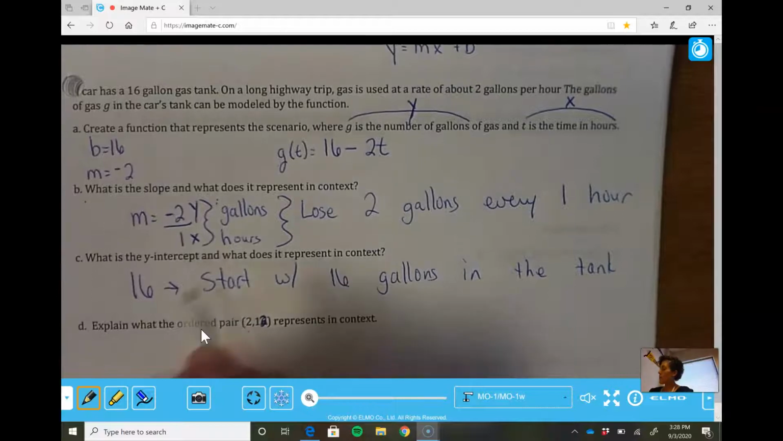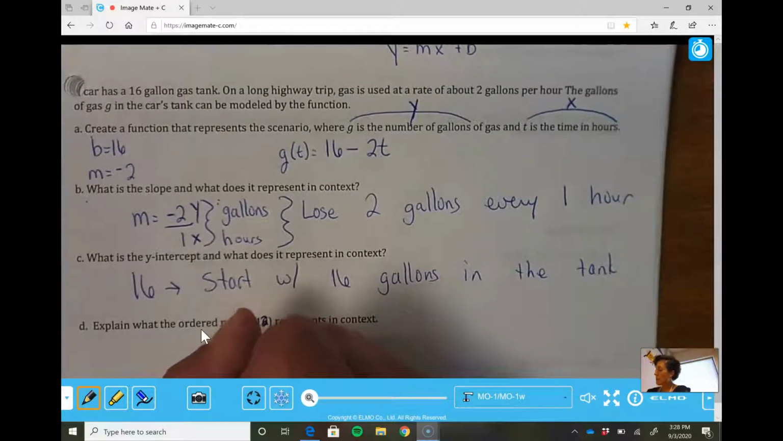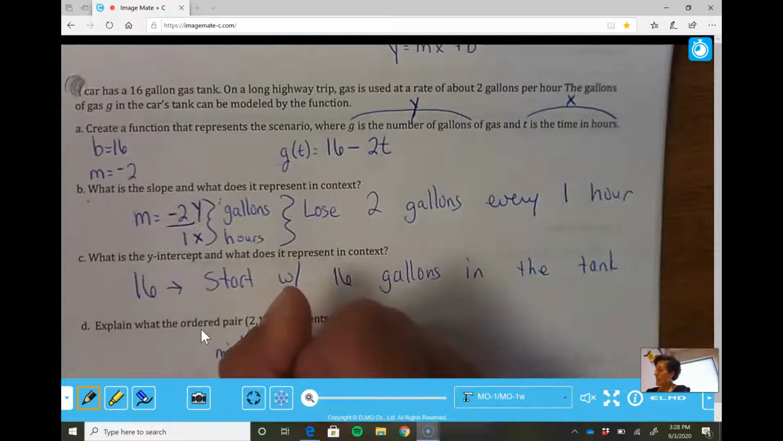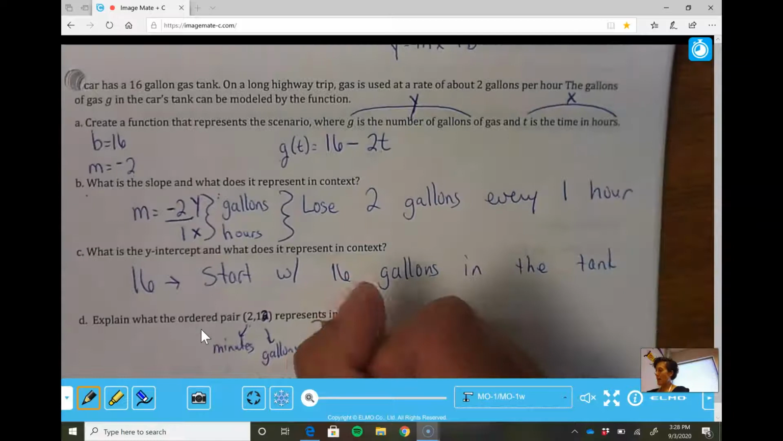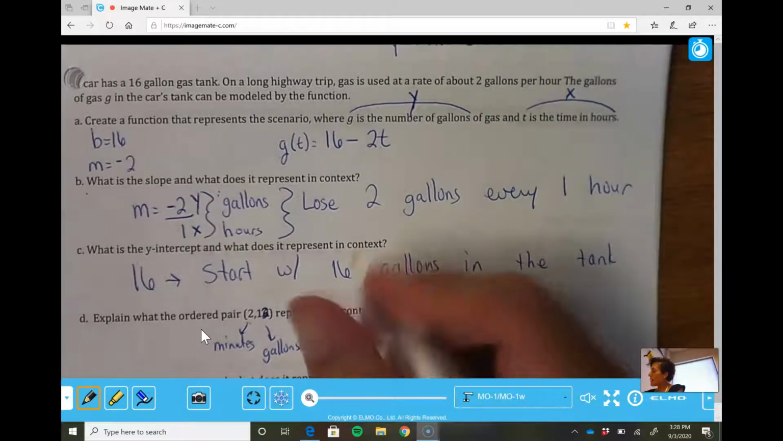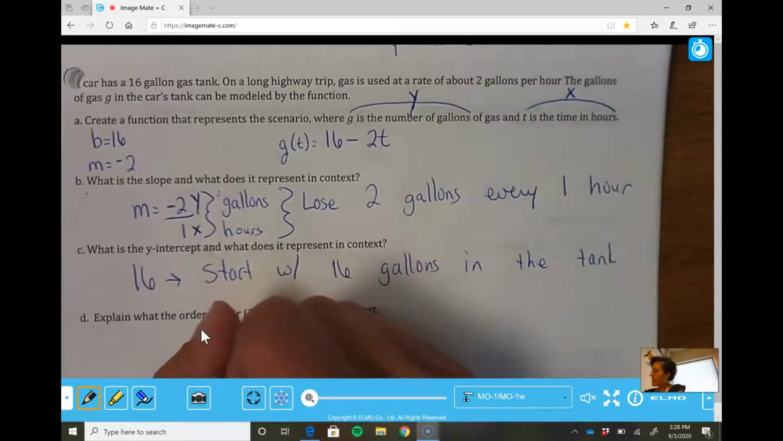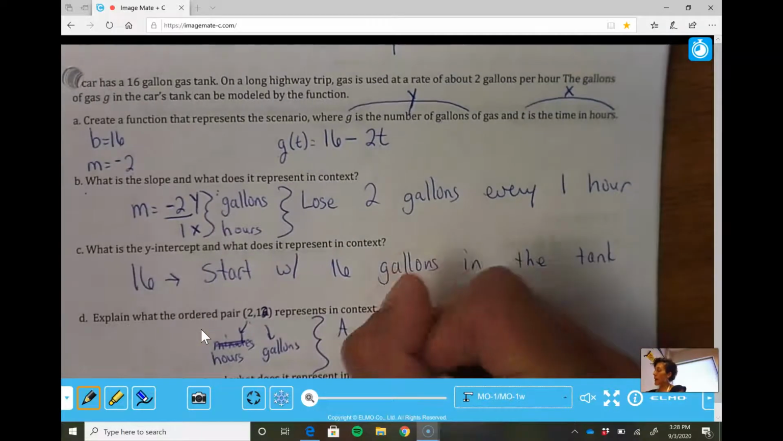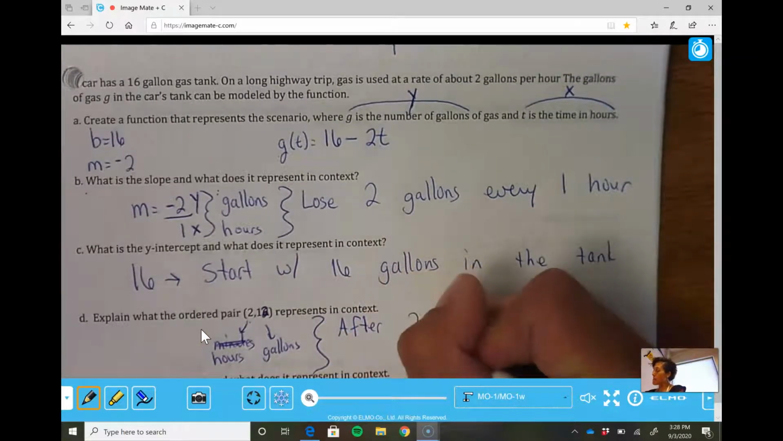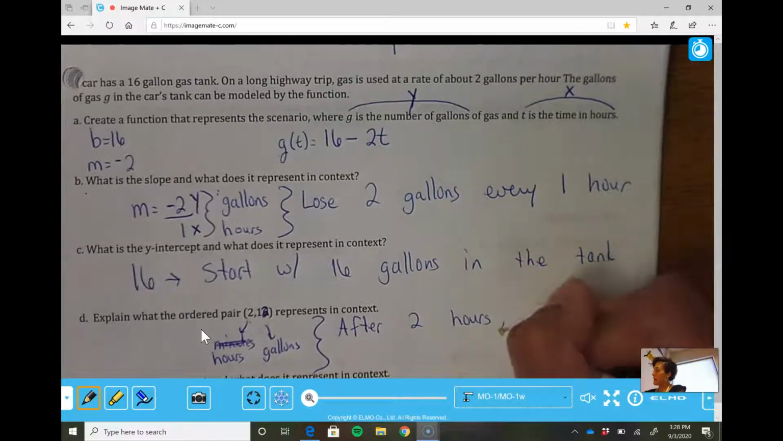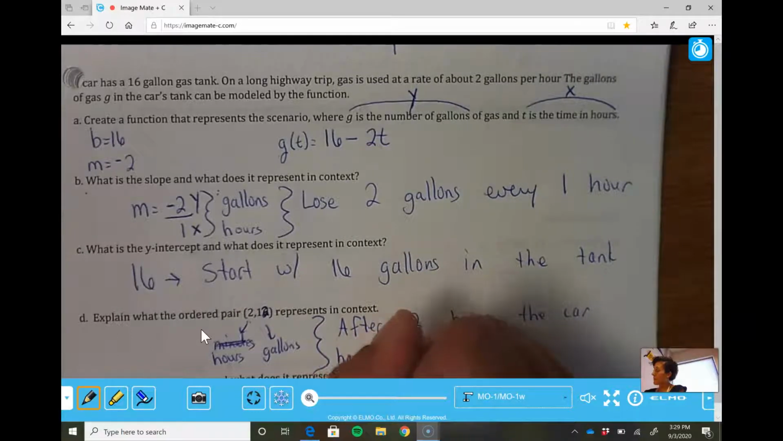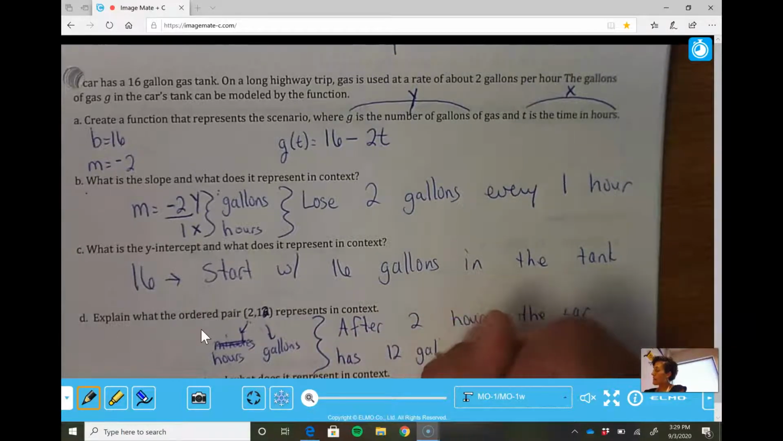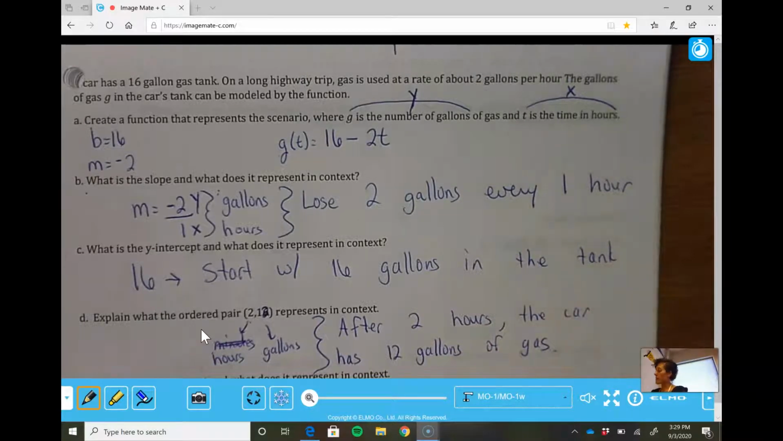So what does the ordered pair mean? Well, remember, this is your time, this is your minutes, and this is the number of gallons that you have. So just writing that is not enough. You need to put this in a sentence. So after, it's not minutes, my mistake, it's hours. So after 2 hours, the car has 12 gallons of gas. So make sure you write a full sentence.